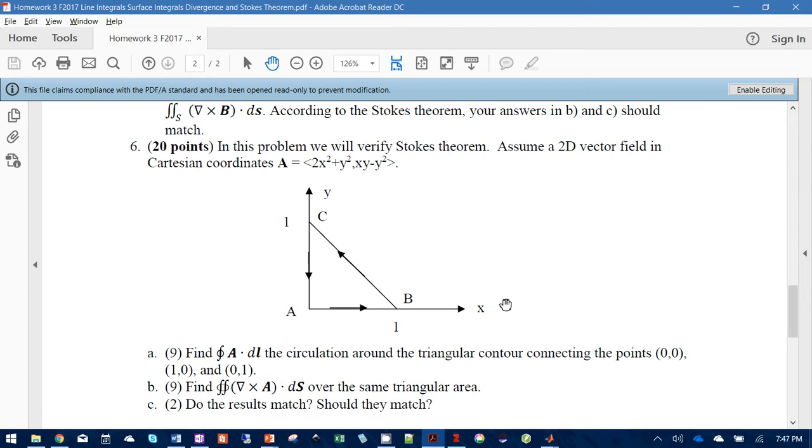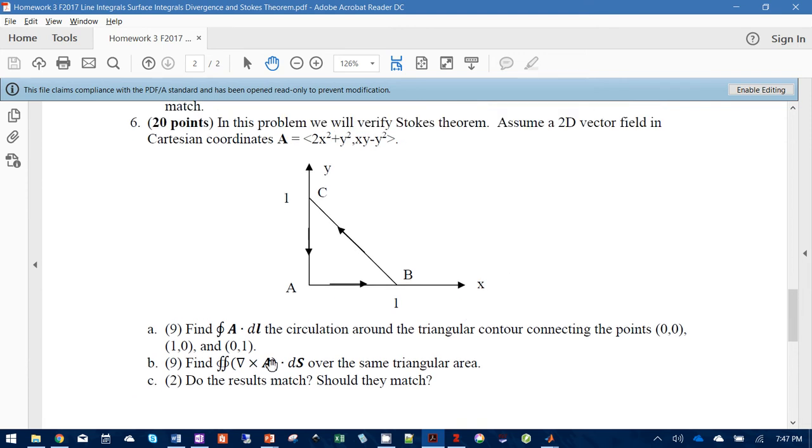What are the 2 ways you can calculate the circulation according to the Stokes theorem? The line integral around the contour, that's one of them. And what was the other one? The surface integral of the curl. That's right. So this is also 2 ways to solve the same problem.